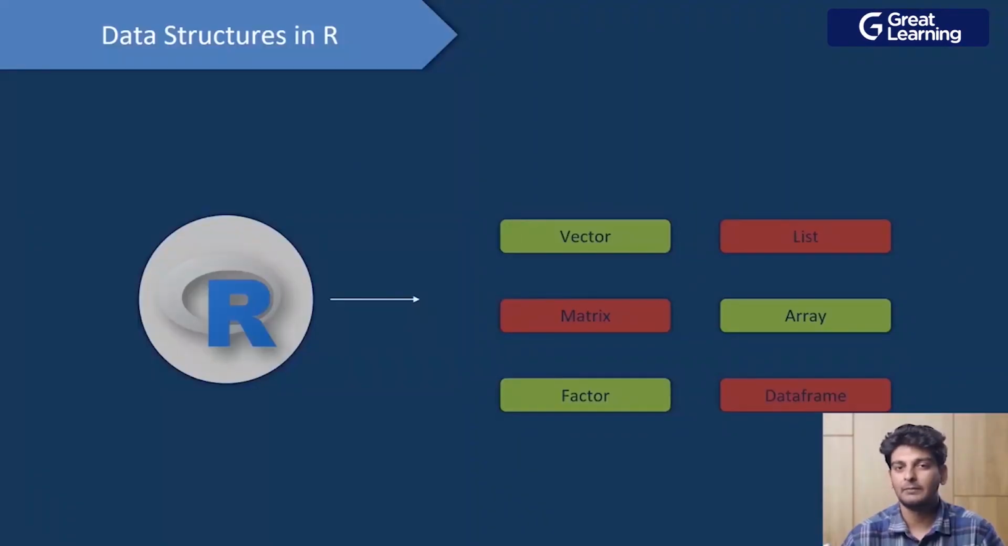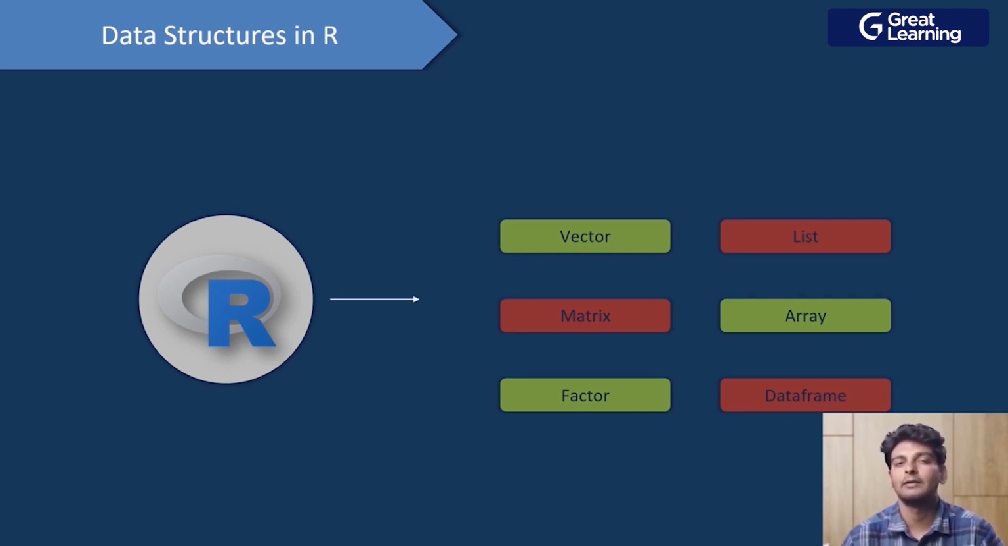Now we come to the main part of R, where we'll be learning about the different types of data structures in R. We've got vector, list, matrix, array, factor, and data frame. We'll be starting off with the simplest data structure in R, which is basically a vector. A vector is a linear homogeneous data structure. Now, what do I mean by a linear homogeneous data structure?